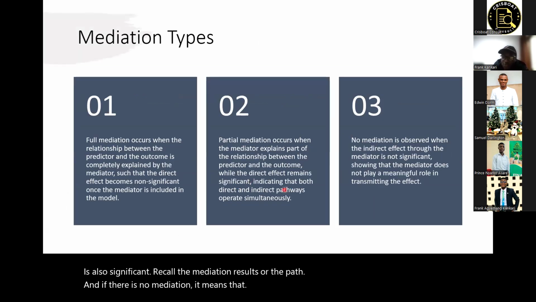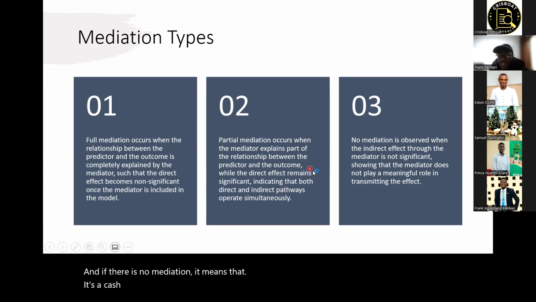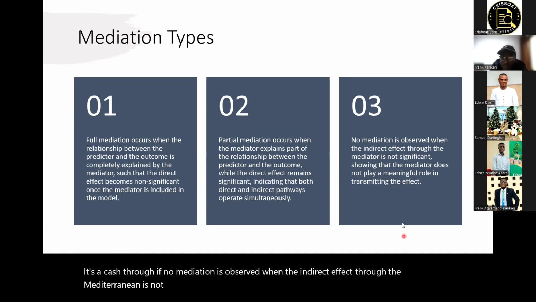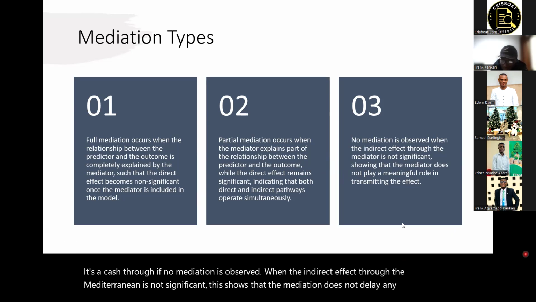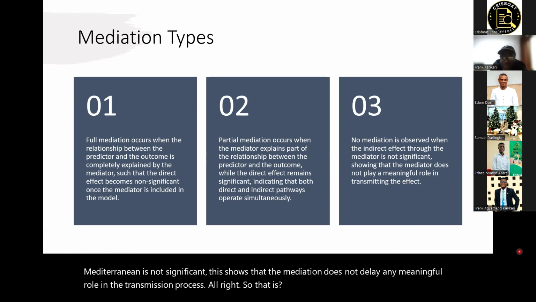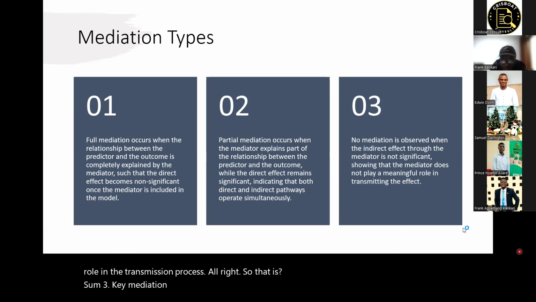And if there's no mediation, it occurs when the indirect effect through the mediator is not significant, which shows that the mediation does not play any meaningful role in the transmission process. All right, so that is some 3 key mediation types that you have to know.